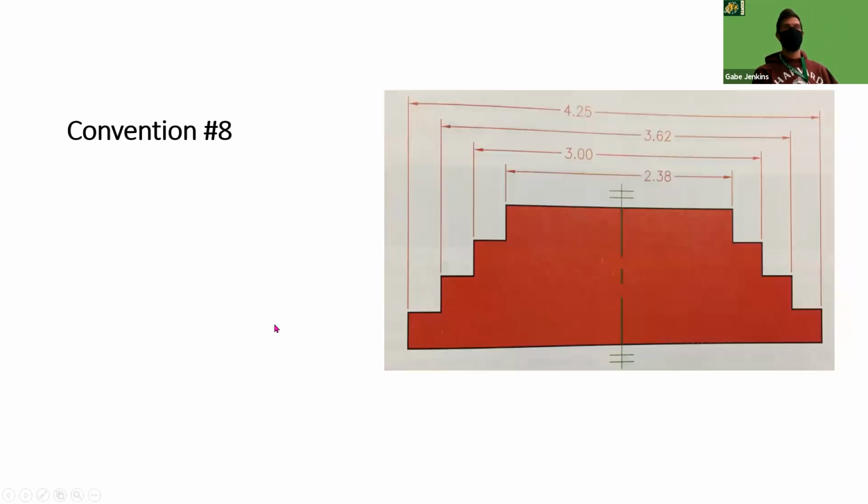Okay, convention number 8. So we got all these lines, and this thing right here is 2.38 inches. From here to here is 3 inches. From here to here is 3.62, and the whole thing is 4.25 inches wide. There's one thing about the way these numbers are written that is helpful. It might not be super obvious, maybe it is, I don't know. Kimberly, what do you think? What do you notice about the way those numbers are written?